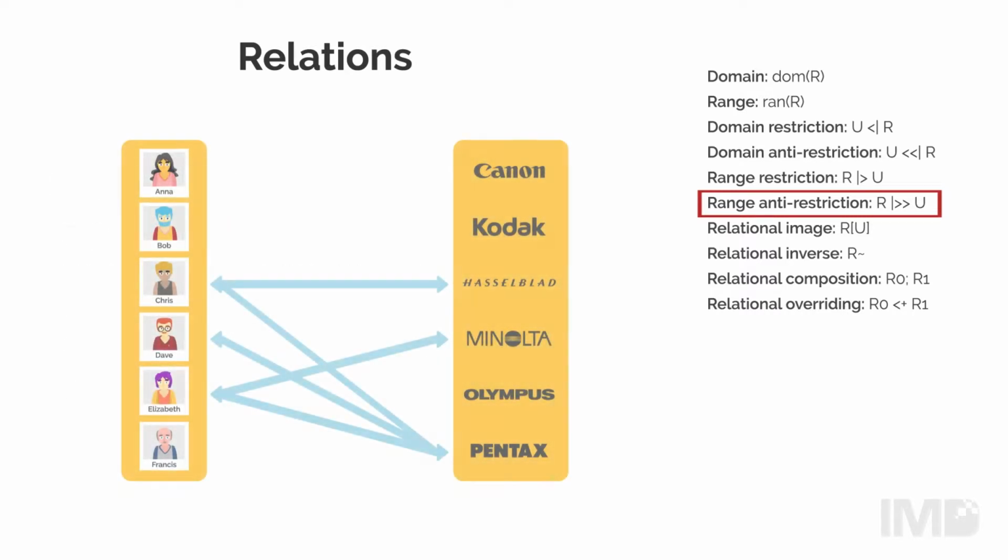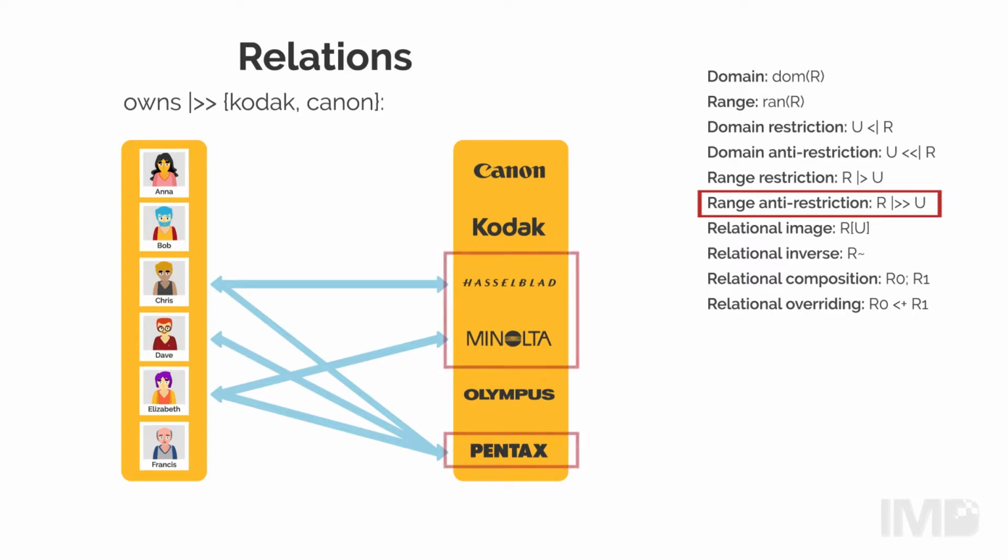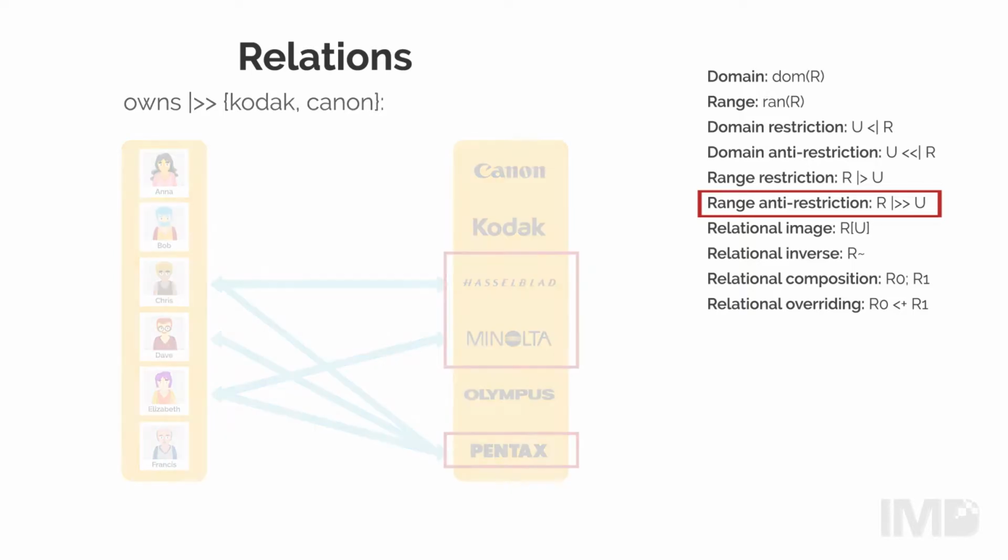In our example, if we make the range anti-restriction of the relation ons on the set containing Kodak and Canon, we have the relation containing the pairs Chris Hasselblad, Chris Pentax, Dave Pentax, Elizabeth Minolta, and Elizabeth Pentax. Basically, because those are the pairs of the original relation ons, whose second element is not Kodak or Canon.